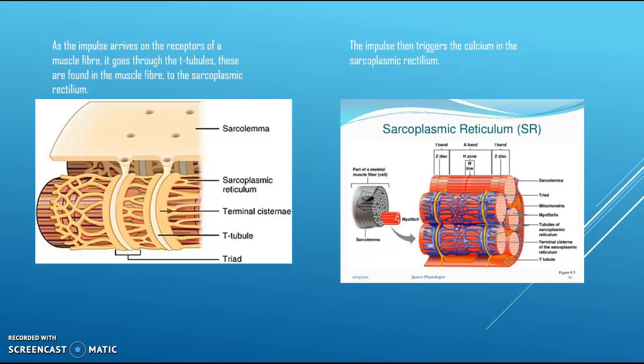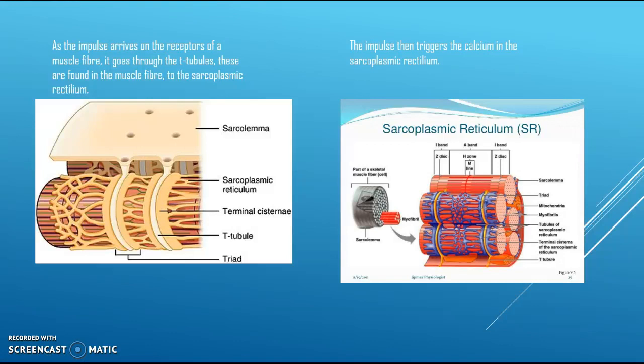As the impulse has arrived at the receptors of a muscle fiber, it must go through the T-tubules. These are found in the muscle fiber, and this goes to the sarcoplasmic reticulum. From here, the impulse triggers the release of calcium. The calcium then removes the troponin and tropomyosin layers which cover the active binding site. The active binding site is then free for the myosin of the sarcomere.